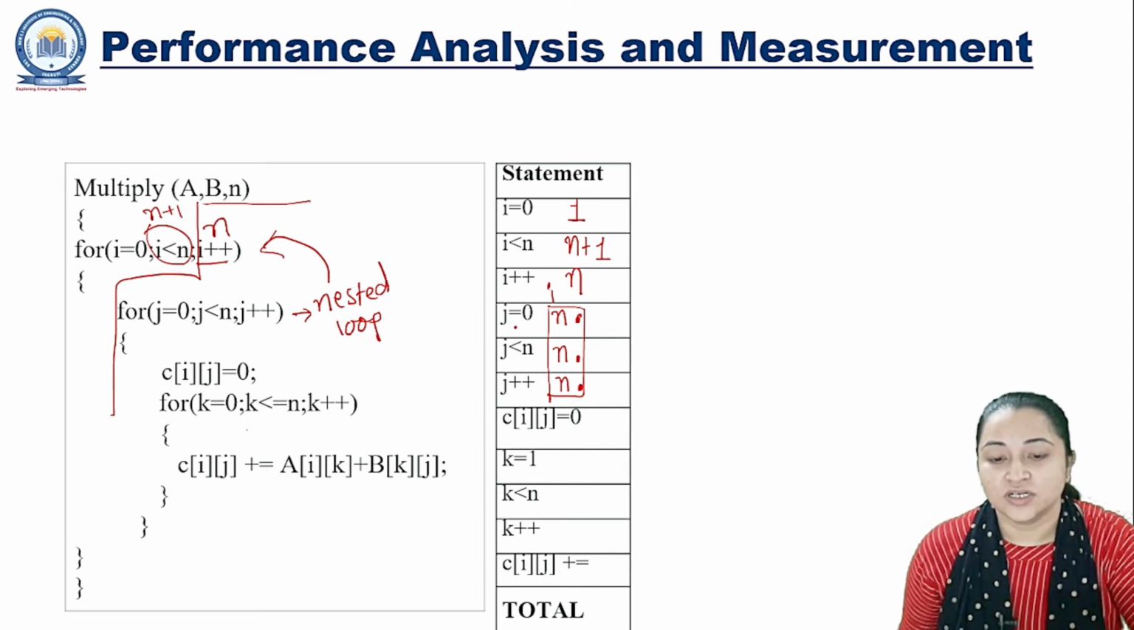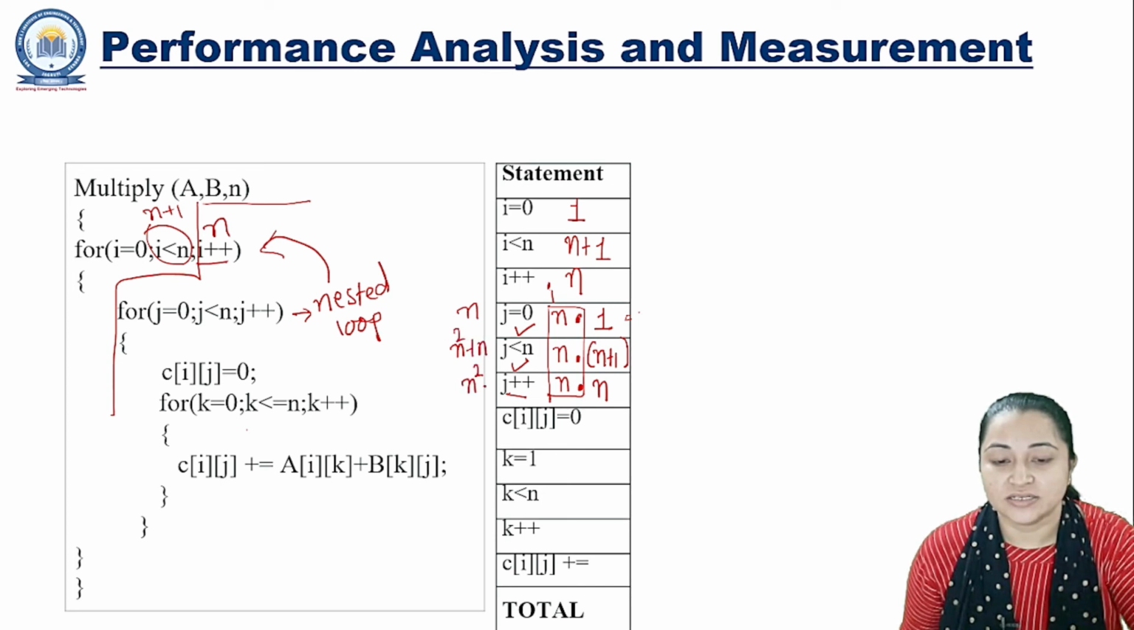Its own cost of initialization is 1. The condition checking of J will again take how much time? n plus 1. J plus plus will take how much time? n times, as with I plus plus, right? So we will multiply these two and the final result will be what? n. This will be n square plus n, and this will be n square. These are nothing but 1, n plus 1, n.